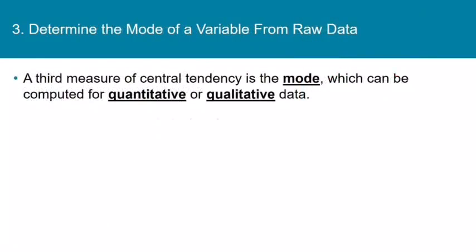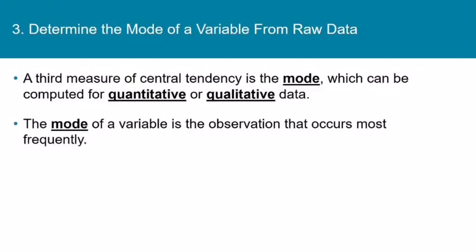And now we have a third measure of central tendency, and that is going to be the mode. And mode can be computed for either quantitative data or qualitative data. In fact, every time you've ever seen an election where they have to count the votes to see who won, what they're doing is finding the mode of the votes. The mode of a variable is the observation that occurs most frequently.